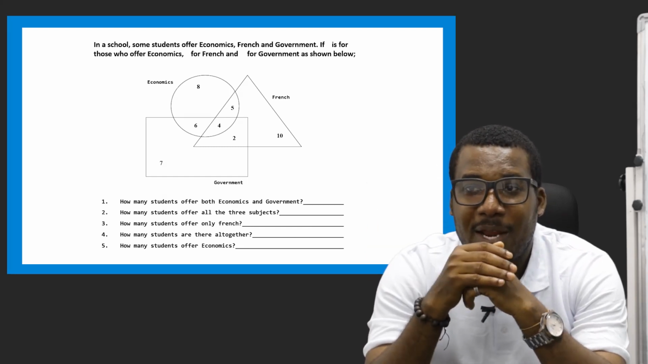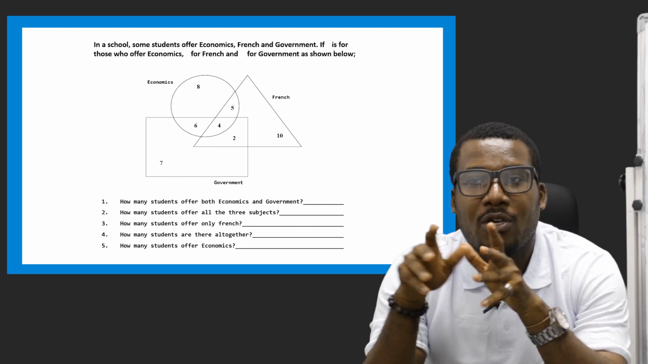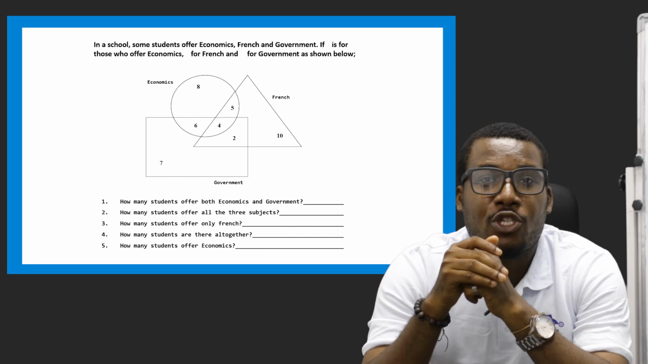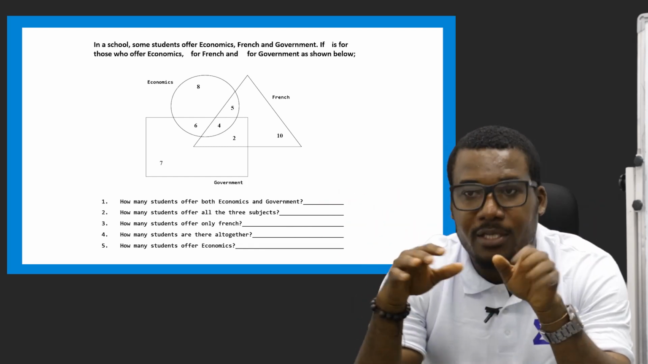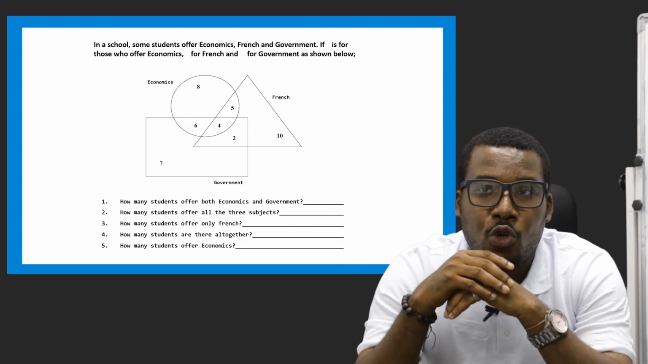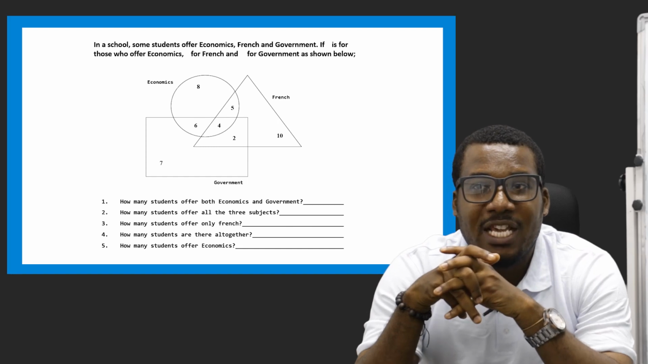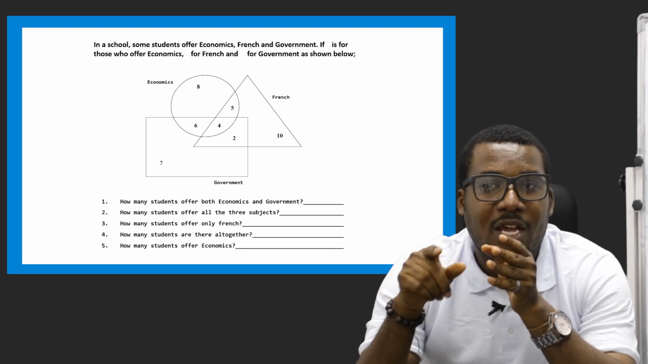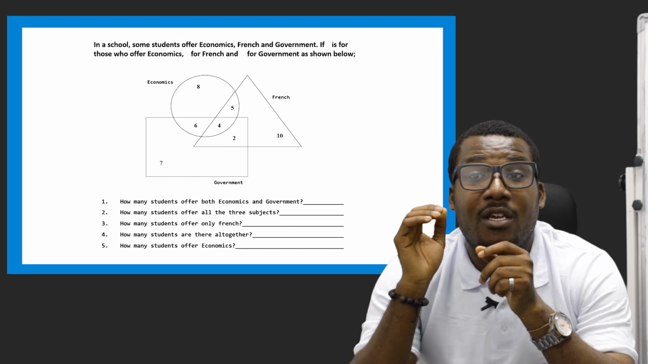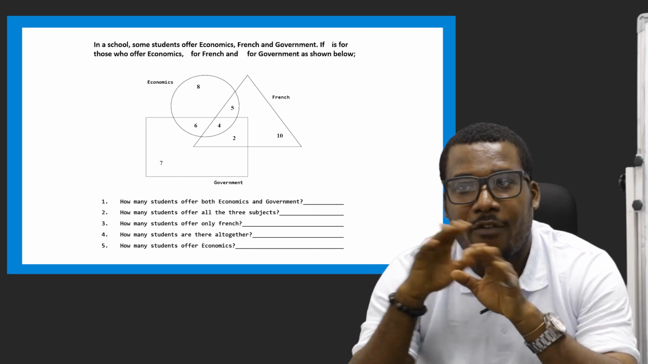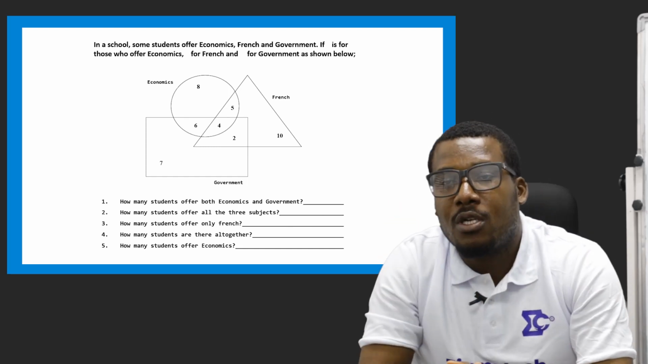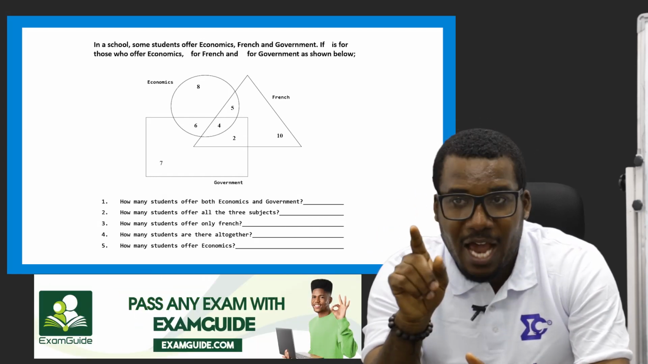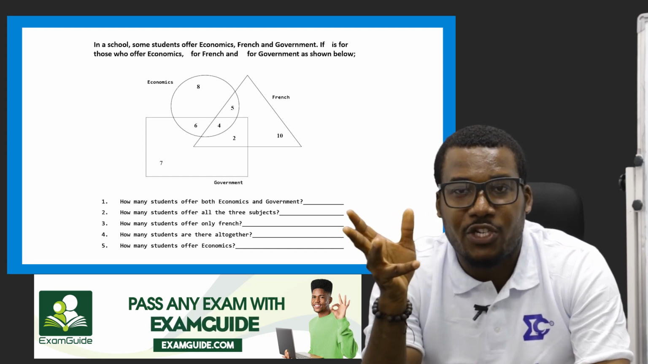Going further, you can see the place designated 10. It's only found in the triangular shape, which means those that take only French, no other subject, not economics, not government. You can also look down and you see 7. Now 7 is found in the rectangular shape, but not found in the triangle, it's not found in the circle. It means 7 is for those who offer only government. Now you see 2. 2 is designated with the triangle and the rectangle, meaning there is no circular with it. Hence, 2 is for those who offer government and French.